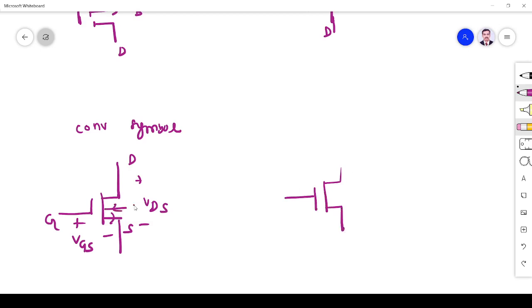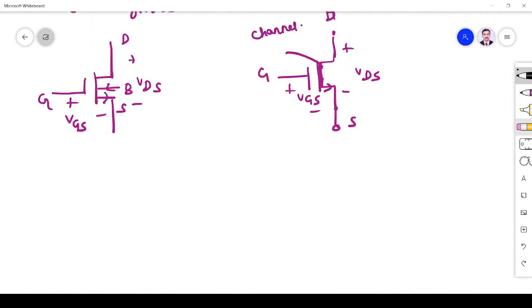Body, I forgot to put the body. The body is like this, for N channel. D, gate, source, here VDS, here VGS. It is an N channel depletion MOSFET. Here we have a channel, so that is given by some line. So this is the channel. So we can relate. This is the channel.